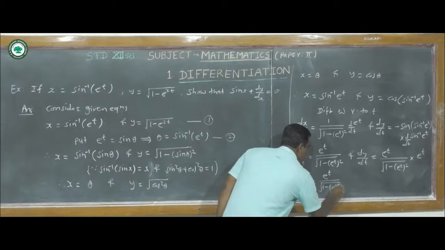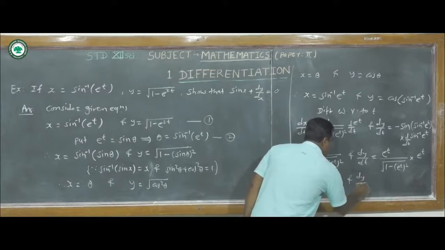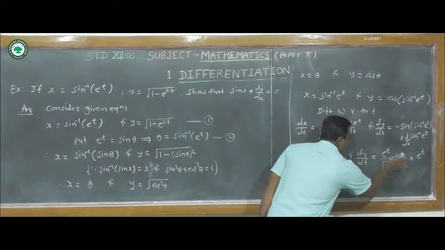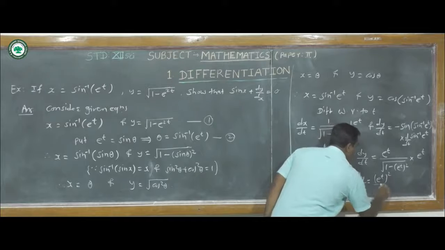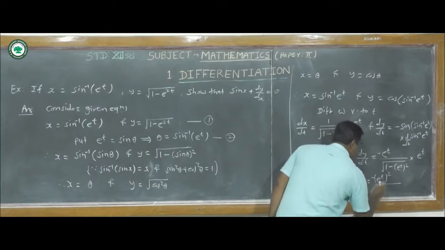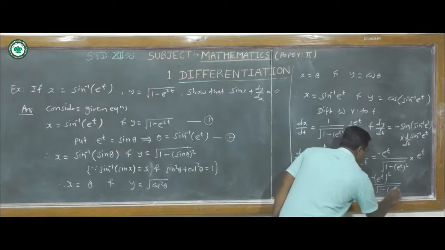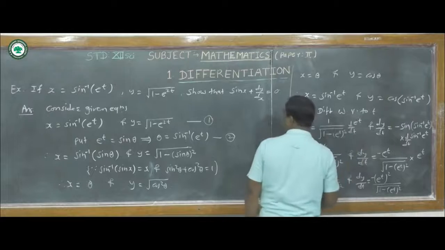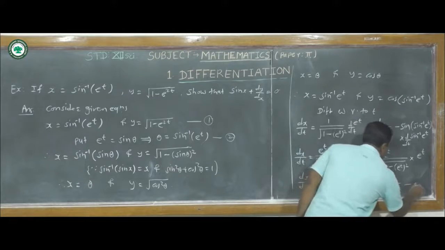Okay, that is, we can write dx by dt equal to e raised to t upon under root 1 minus (e raised to t) square, and dy by dt is equal to minus e raised to t into e raised to t, that is (e raised to t) square, upon under root 1 minus (e raised to t) square. I'll call this equation number 3, and this equation number 4.